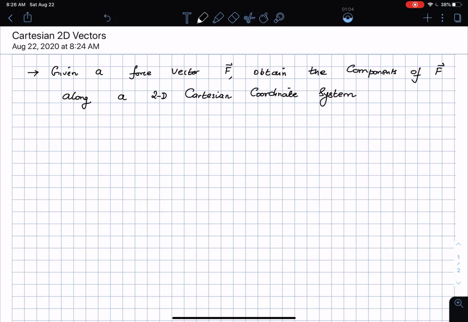First of all, I have a Cartesian coordinate frame. The nice thing about a Cartesian system or a Cartesian coordinate frame is the directions are mutually perpendicular to each other. Okay, so in a Cartesian coordinate system, the directions are perpendicular to each other.